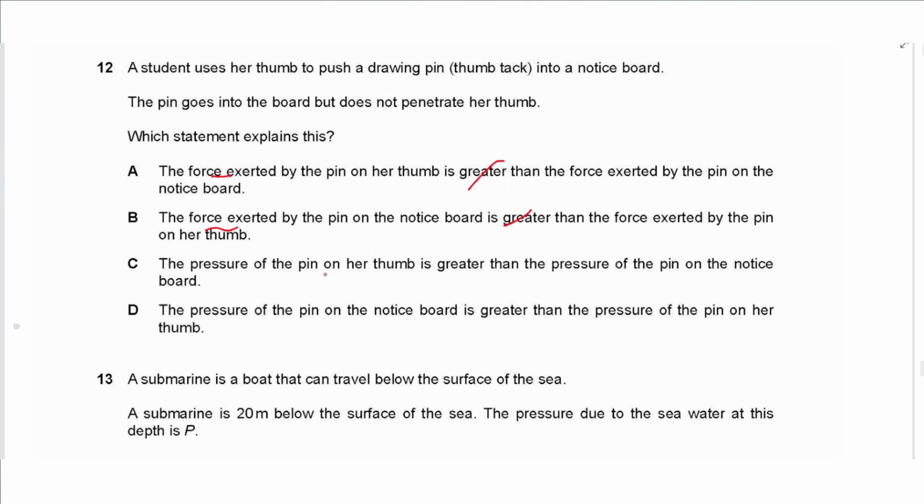So the pressure of the pin on her thumb is greater? No. The pressure of the pin on the notice board is greater? Yes, since it penetrated the board but not her thumb. So the answer is D.